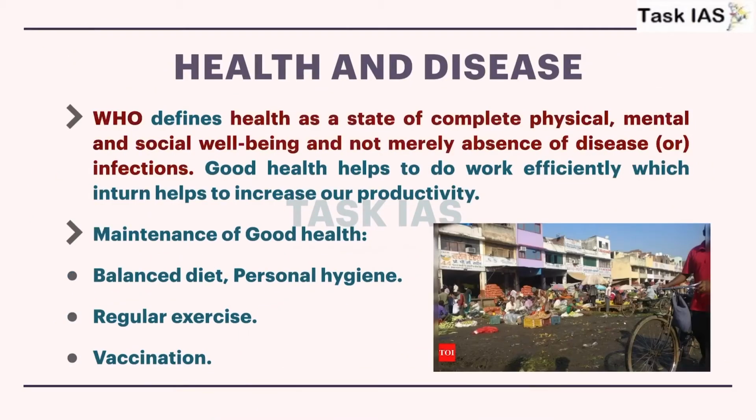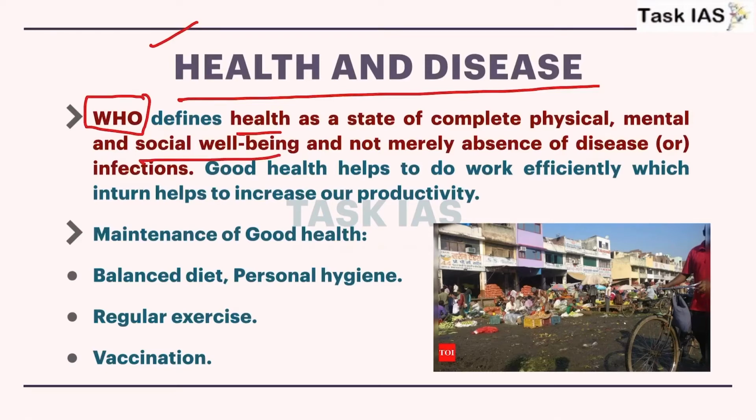Now, health and disease. This is mentioned in our syllabus, so we will focus on it more. According to WHO, health is a state of complete physical, mental and social well-being. It's better if you remember these keywords as they are. So health is not merely the absence of disease but is holistic, where physical, mental and social dimensions are all covered. If someone has good health, it will help in the efficient working of that individual and productivity will be very high.